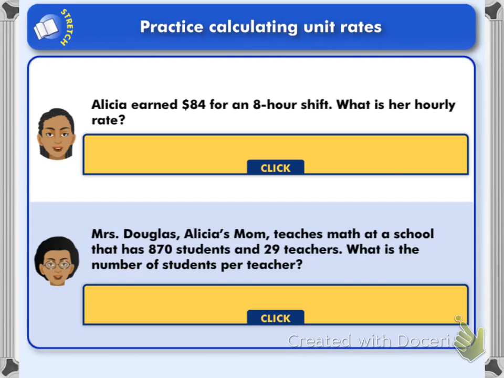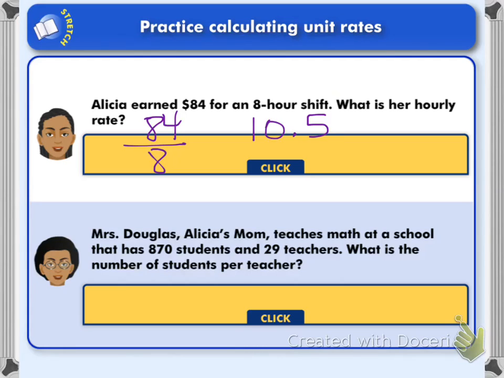Okay, now how do you calculate a unit rate? So Alicia earned $84 for an 8-hour shift. What is her hourly rate? Well, what you're really doing is $84 divided by 8 hours. So pause the video, take your calculator, divide that out. You should have gotten 10.5.